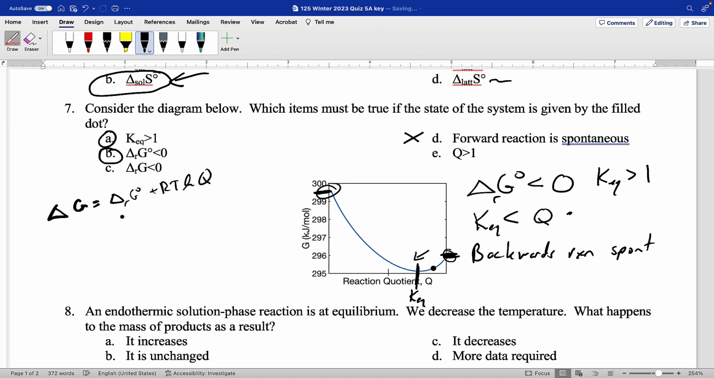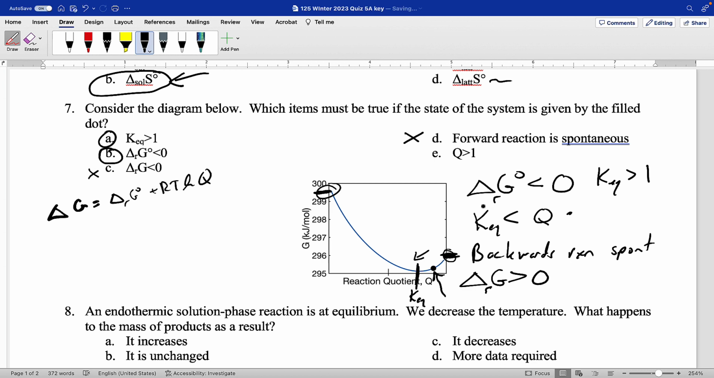Now, delta G standard itself is negative, but to know if delta G is negative, we have to know what size Q is. We don't have a numerical value for Q, but we can still figure out the sign of delta G. We can see the backwards reaction is spontaneous. Another way of saying that is the slope of this curve is positive, because the slope of the curve is delta G. And if we look at the slope of the curve at this point, we can see the slope is positive. So delta G is actually a positive number, not a negative number.